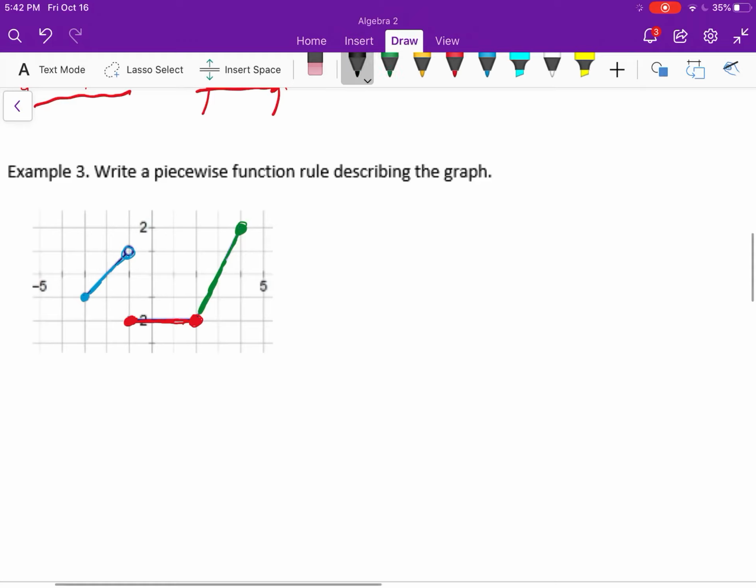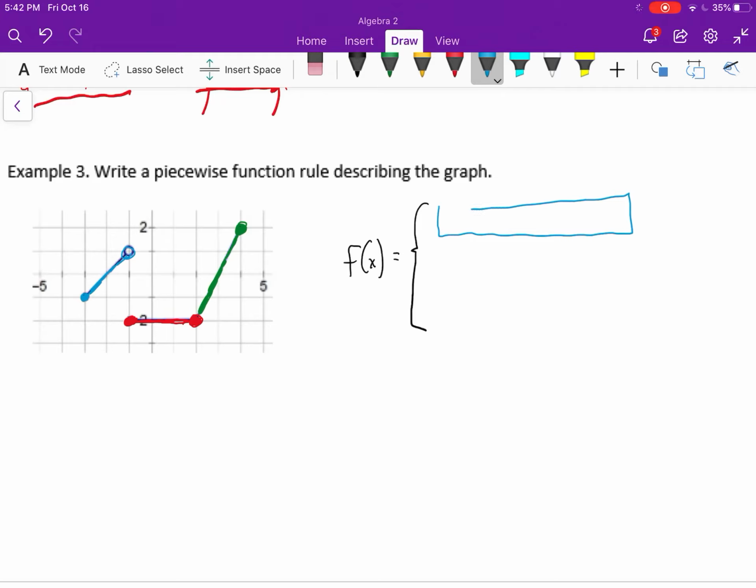So let's call this f of x equals, and we're going to have 3 different parts. We're going to have our blue part. You don't really have to put these rectangles. I'm just doing this to separate into parts. We'll have our red section, and then we'll have the green section.